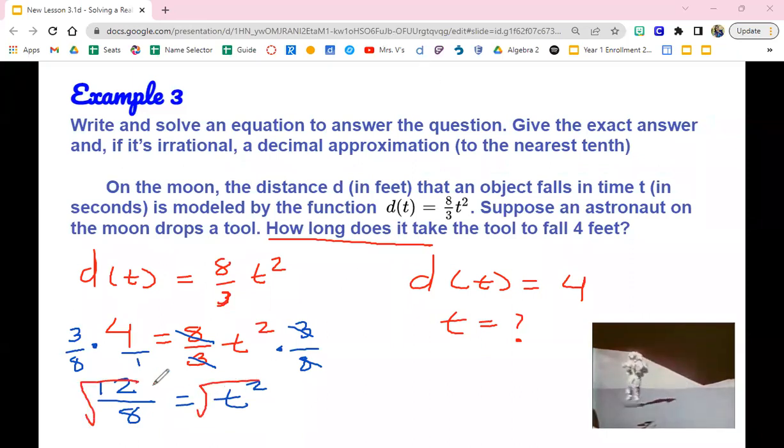Square root, square root. We're left with t equals, we can separate if you want to, square root of 12 over square root of 8. Again, you can put this in your calculator. If you guys have your phones, they are very different. You have to do the fraction first and then the square root of that fraction, okay? So it would be 1.22, or time equals approximately 1.2 seconds in this case.